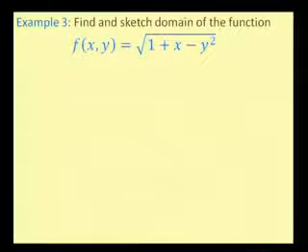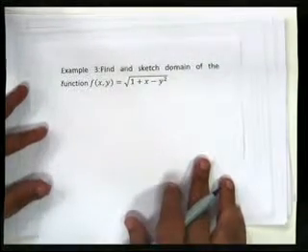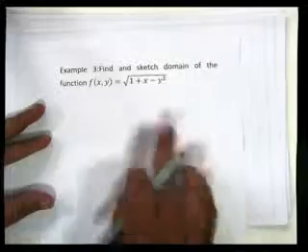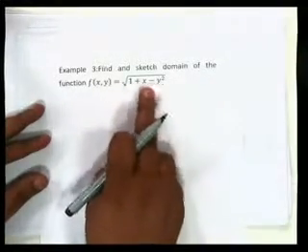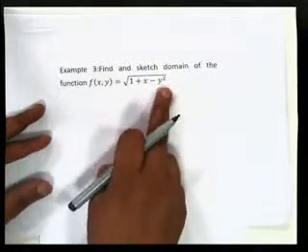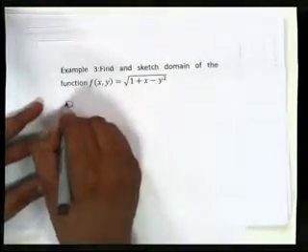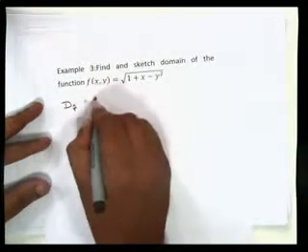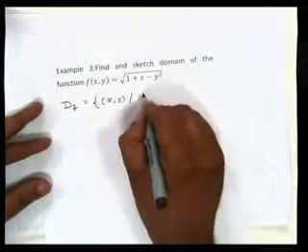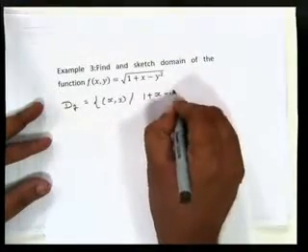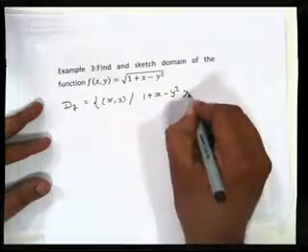Now let us see one more example. Find and sketch the domain of the function f of x y is equal to square root of 1 plus x minus y square. Again here is a square root function, and a square root function makes sense if the quantity under the sign is non-negative. So my domain is the set of all ordered pairs x y such that 1 plus x minus y square is greater than or equal to 0.